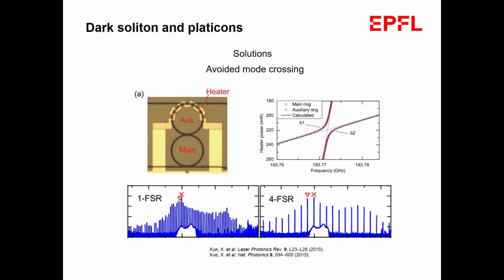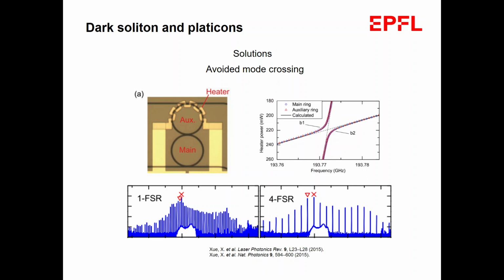So you will see this, and you can control this. Depending on how many FSRs your avoided mode crossing is far from your pump, you can generate different numbers of, it's also called platicons, dark solitons inside your crystal. So you get two solitons inside, three, four. It's actually straightforward, and in experiment, you can control this.